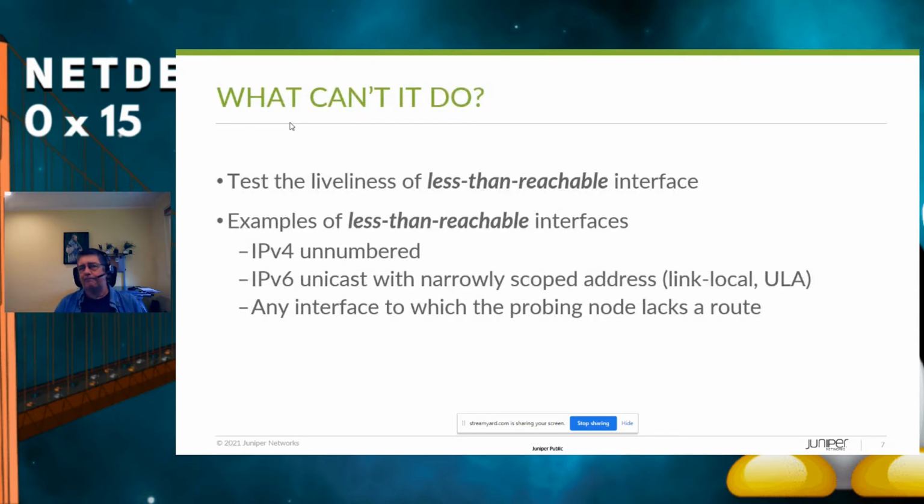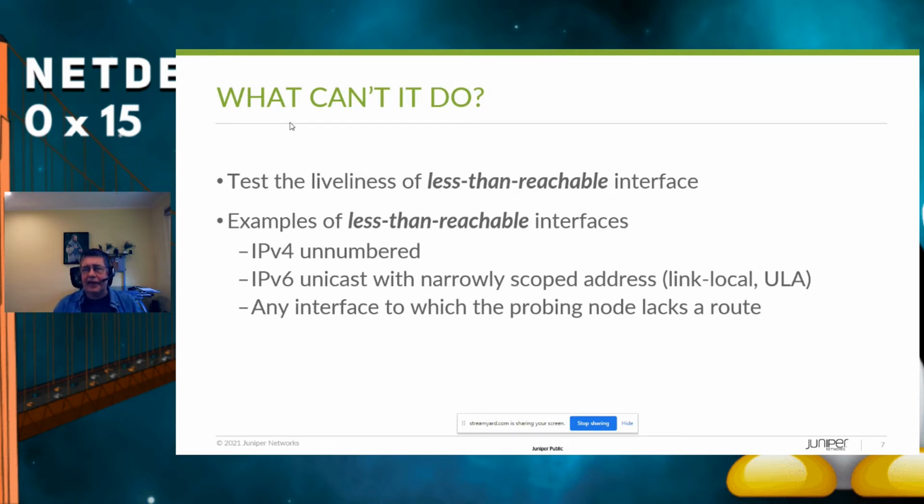What can't it do? Well, ping cannot test the liveness of a less than reachable interface or a non-reachable interface. Now, what exactly is a non-reachable interface? Well, one possibility is that it's an IPv4 unnumbered interface. In some cases, a device has many interfaces. You give one interface an address, and every other interface on the box inherits that address. That's called an unnumbered interface.